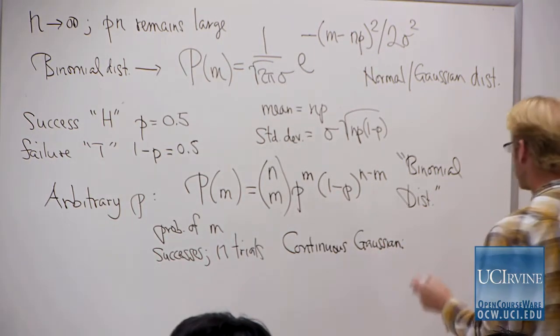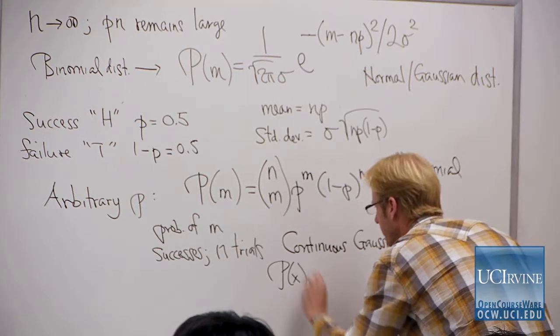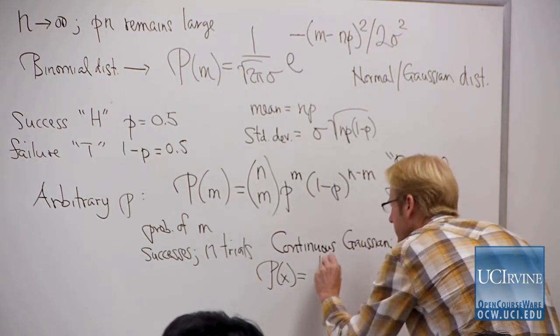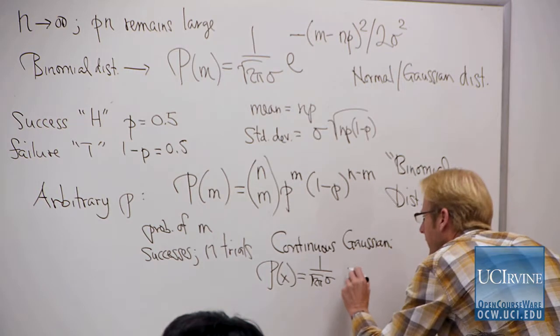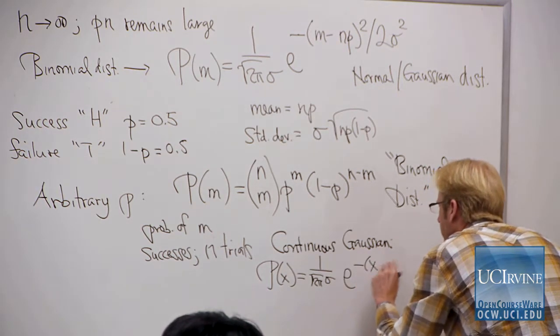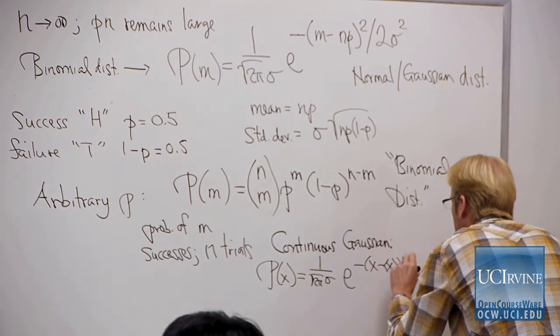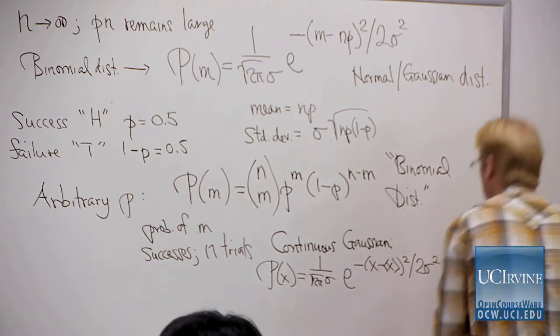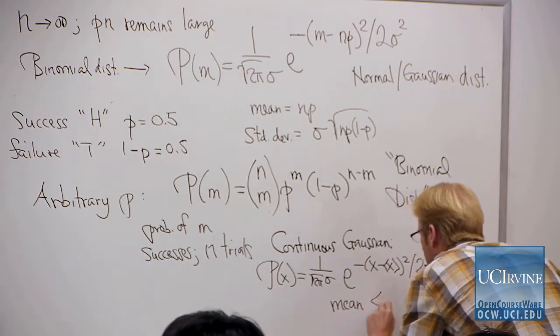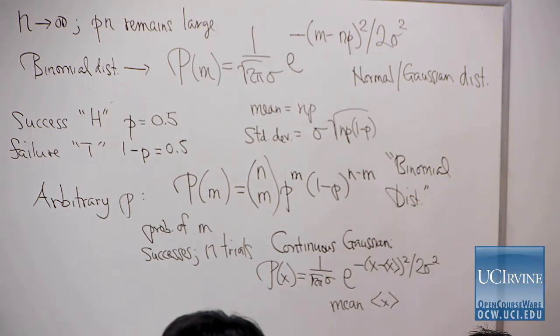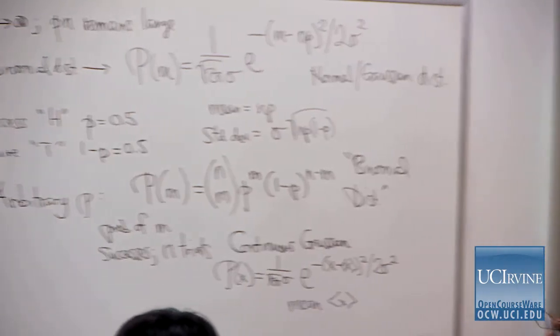And we're going to call the variable x. Then the continuous Gaussian looks like this. It's very similar. And here I've just introduced the mean as angular brackets x. Okay. All right. So now we're going to see this function is actually predefined in Mathematica. So we'll see how to plot that.